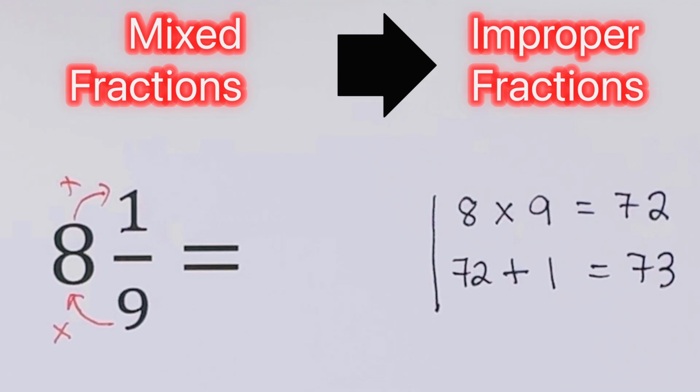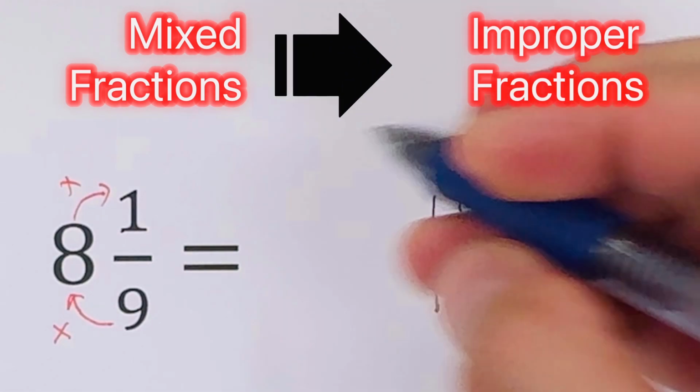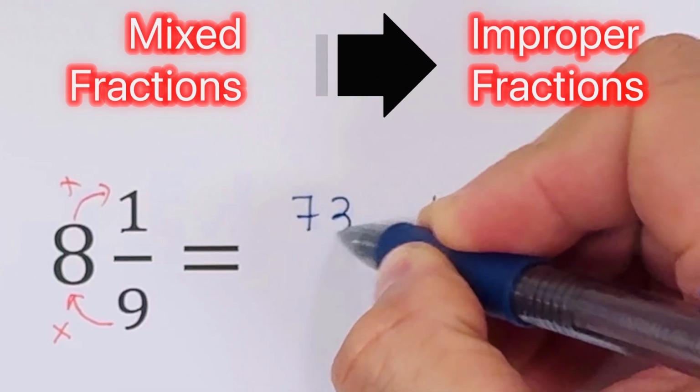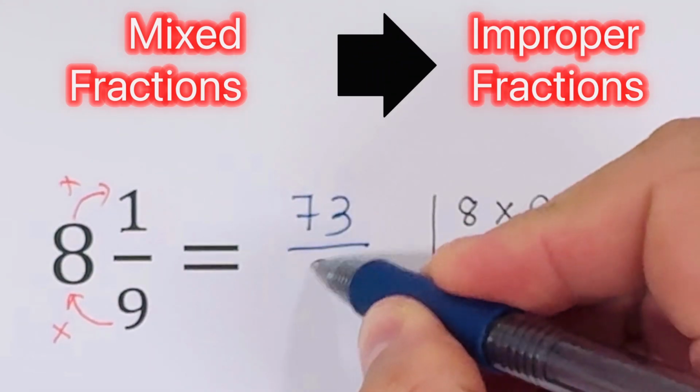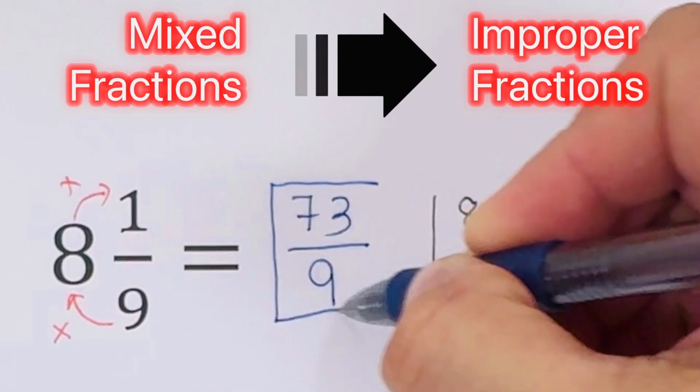So the improper fraction form for 8 and 1/9 would be 73. We take that as the numerator over the same denominator in the fraction form, that is 73 over 9.